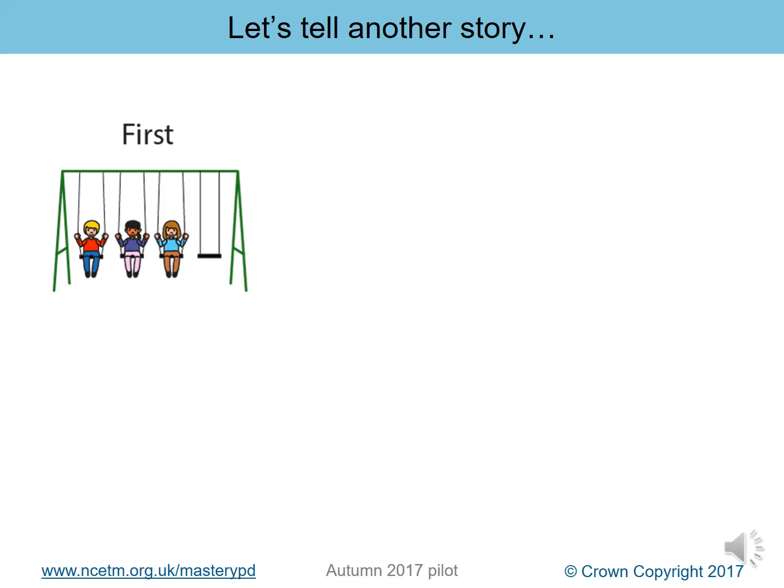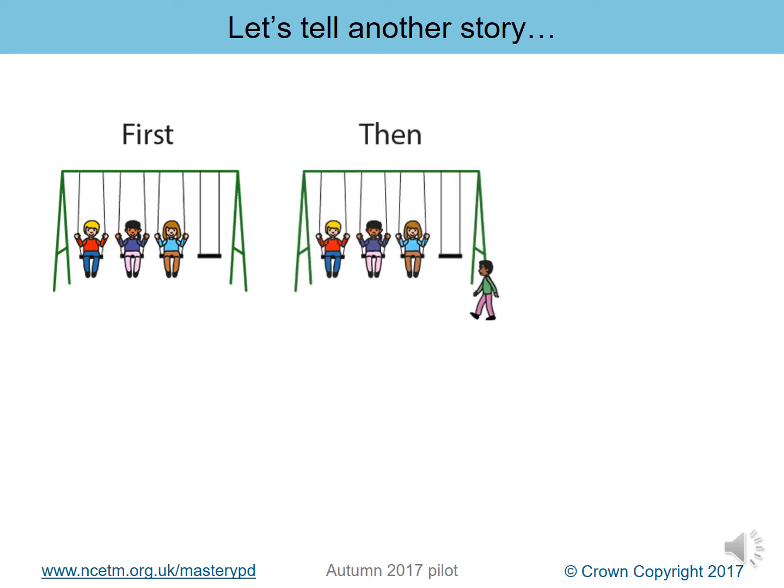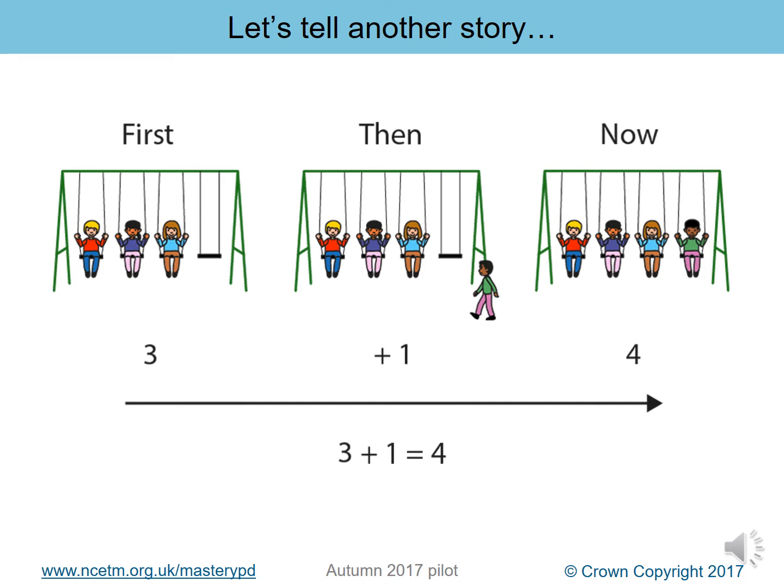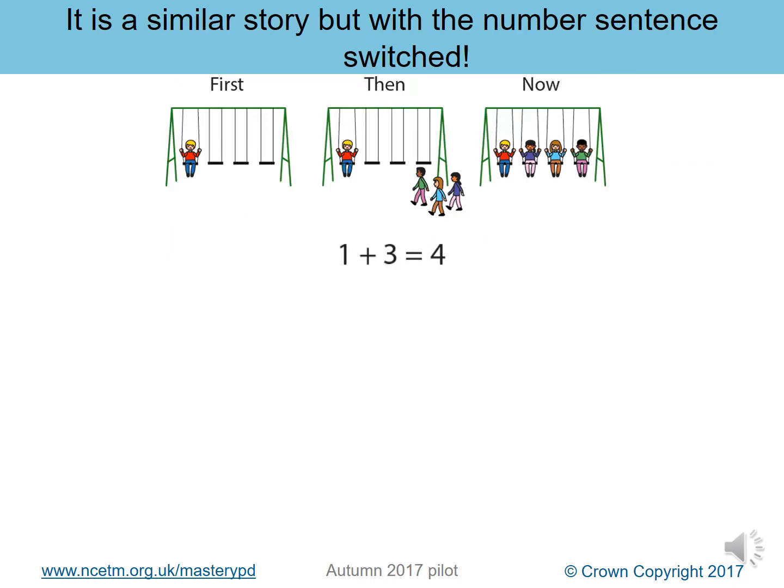Okay, let's tell it a different way. So first there were 3 children swinging on the swing. Then 1 more person came along to join them. And now there is 4. So we can write that as 3 add 1 giving us 4. 3 add 1 equals 4. So, I told you very similar stories, but the number sentence had switched around.